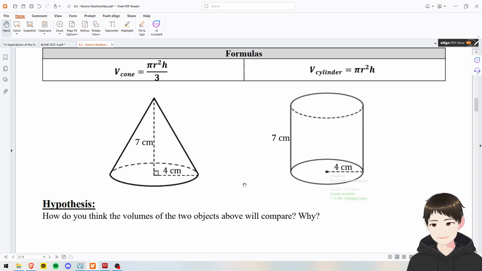Like if I had a cone versus a cylinder, the dimensions of the cone and the cylinder are very similar. If I had this cylinder and I shaved and shaved and shaved off the wood until I made a perfect cone, what would be the quantity or number relationship between these two? And I think you see where I'm going with it.